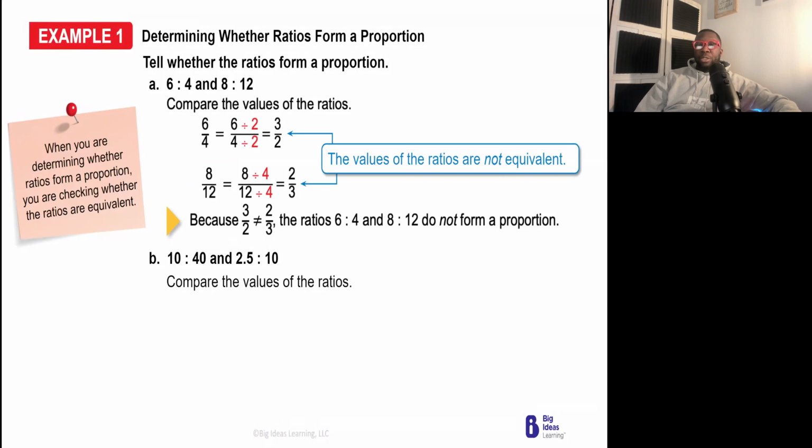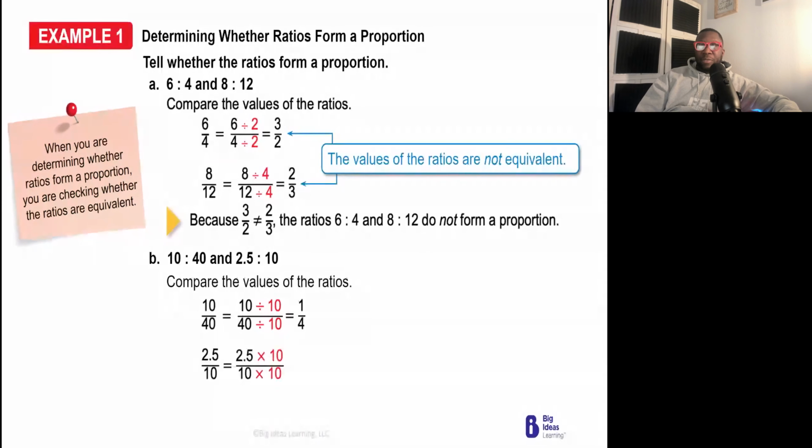What about 10 to 40 and 2.5 to 10? Once again, if we simplify 10 to 40, it's equal to 1/4. And when we simplify 2.5 to 10, well, that's a little bit tough. There isn't a straight number that we can see there. So perhaps instead of dividing, we can multiply, and then we can see if we can simplify. So let's multiply times 10.